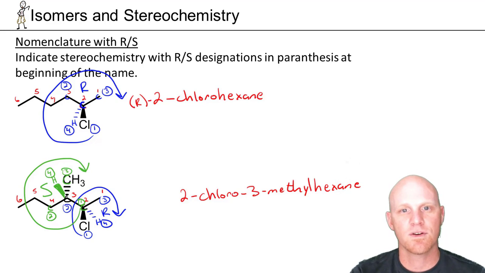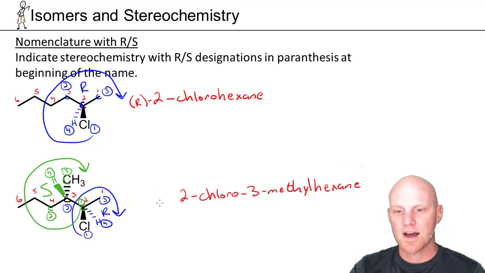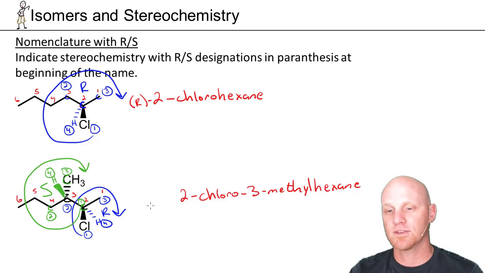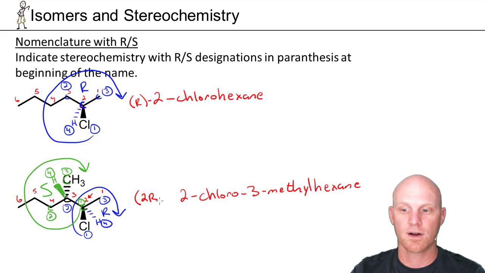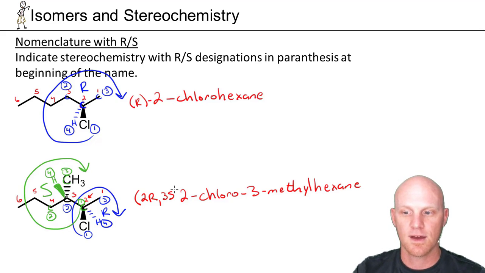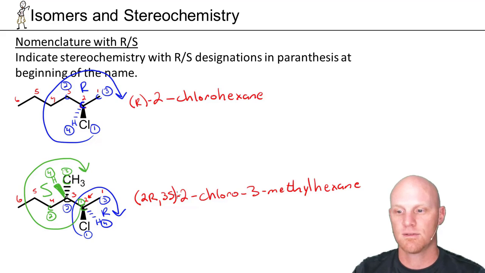And so it turns out when you have many chiral centers here, it's not sufficient just to say R and S in parentheses. You've got to be specific and designate which you're referring to. And so we've got a chiral center at carbon 2 of the main chain, and it's in the R configuration, and so we'll say 2R. And we've got one at carbon 3 as well in the S configuration. So we don't just say S, we say 3S. And then finish it off from there.